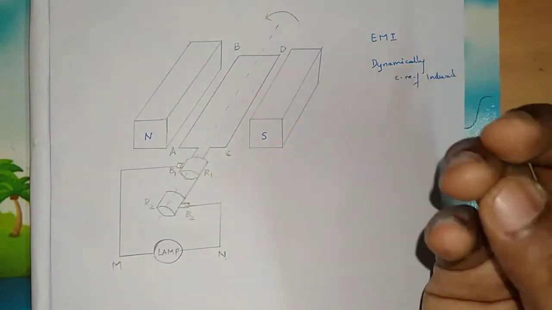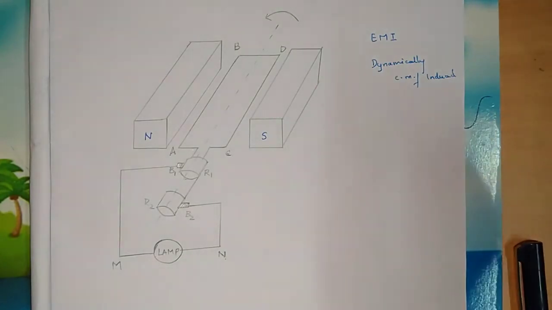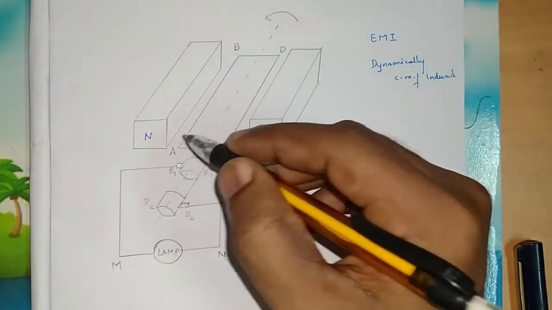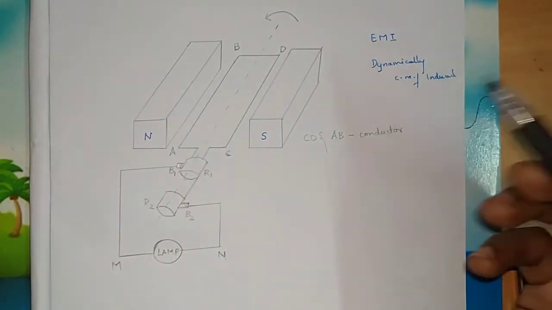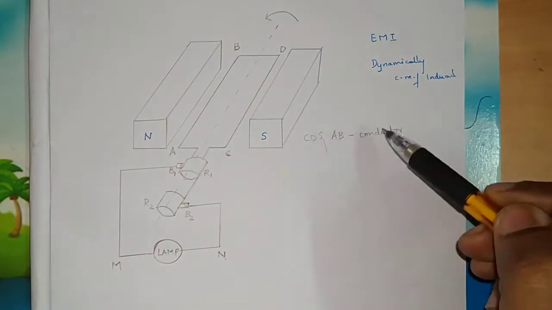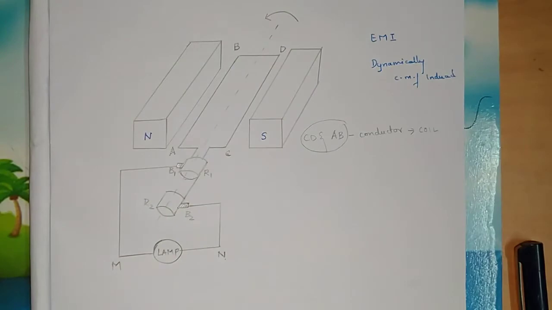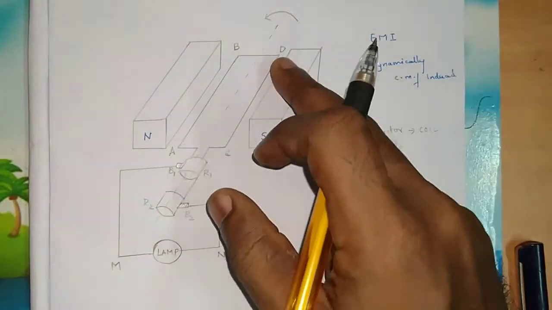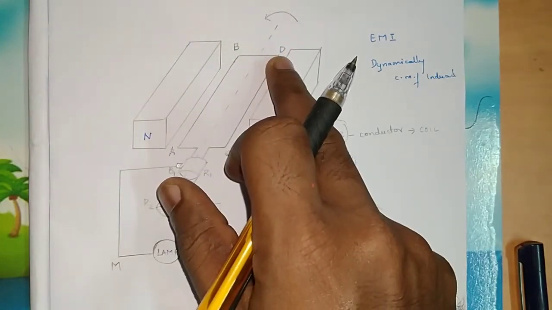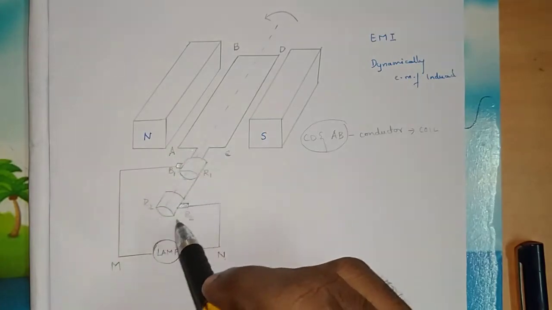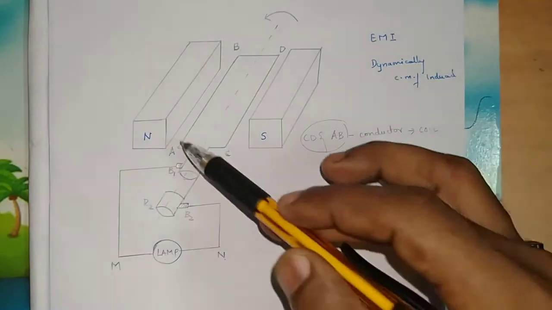Where will the EMF be induced? EMF will be induced in the conductor. Here A and B are a conductor, and C and D is also a conductor. So AB is a conductor and CD is a conductor. These two conductors are joined together to form a coil. You can see from the figure, AB is a conductor and CD is a conductor. From behind you can see B and D are connected directly, whereas A and C are connected through something else. So altogether when you connect in this form, it is called a coil. This is one coil.